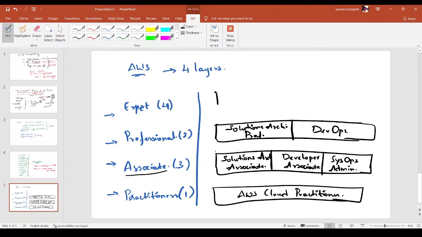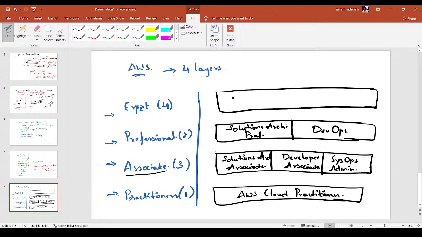And coming to the expert level, we have 4 different types: network, security, big data, and ML, machine learning. So 4, 2, 3, 1, totally 10 certifications. So 4 here, 2 here, 3 here, and 1 here. Totally 10 certifications are available in AWS.